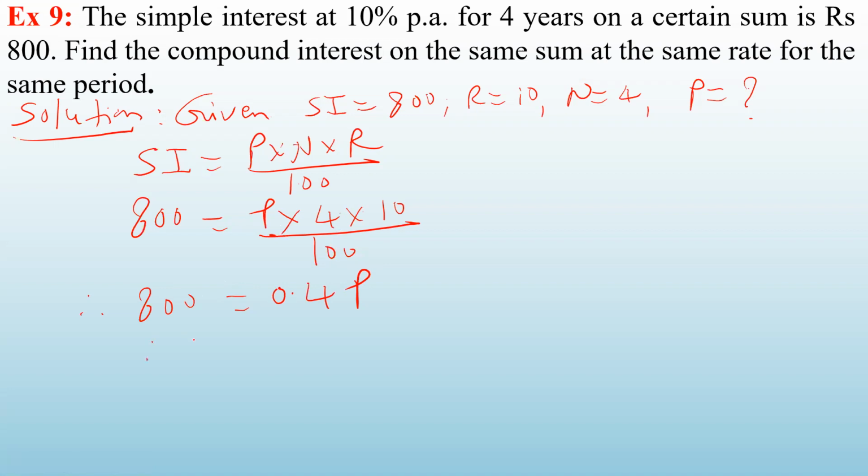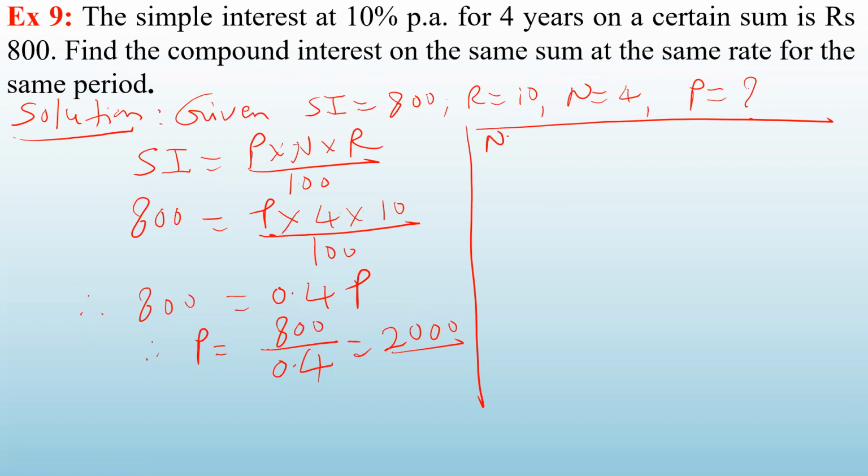So how will you find out the value of P? P will be 800 divided by 0.4. 800 divided by 0.4 is equal to 2000. So you got the principal as 2000. Okay. Now on this principal, you have to find the compound interest. Find the compound interest on the same sum which we have obtained here, with the same rate. So I will do it here itself. Now we will find out the compound interest.